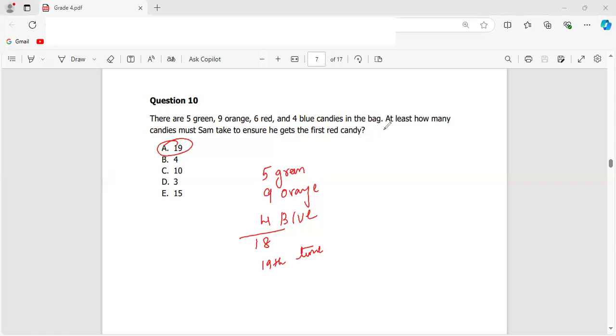They are saying at least, how many candies must Sam take? You could also get the red candy the first time, but we're taking the worst case situation. And hence, in the 19th time, you can be 100% certain that you will get a red candy. So the answer is A.